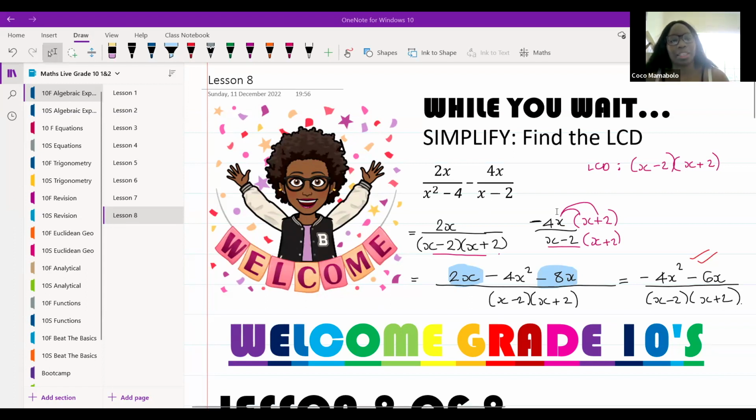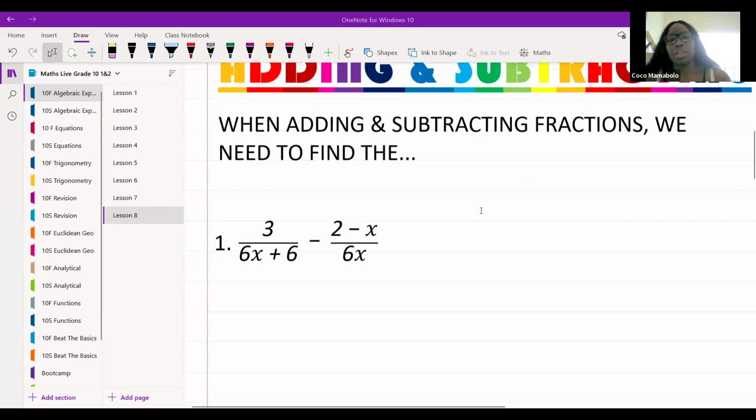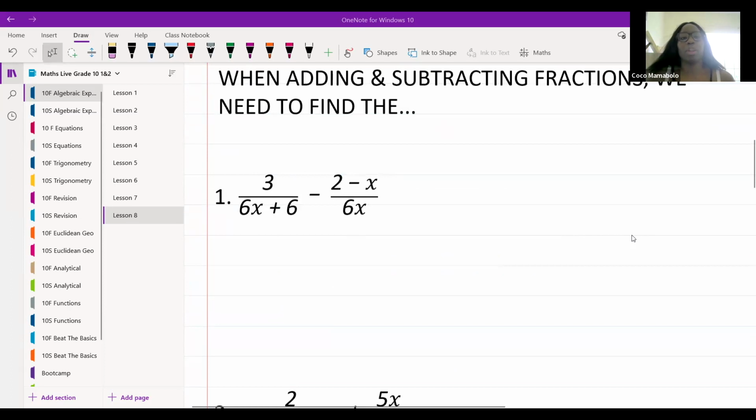So we're going to be wrapping up the section on algebraic expressions, and then we're going to jump into something else. Okay, so let's start with this question that we see over here on the screen.